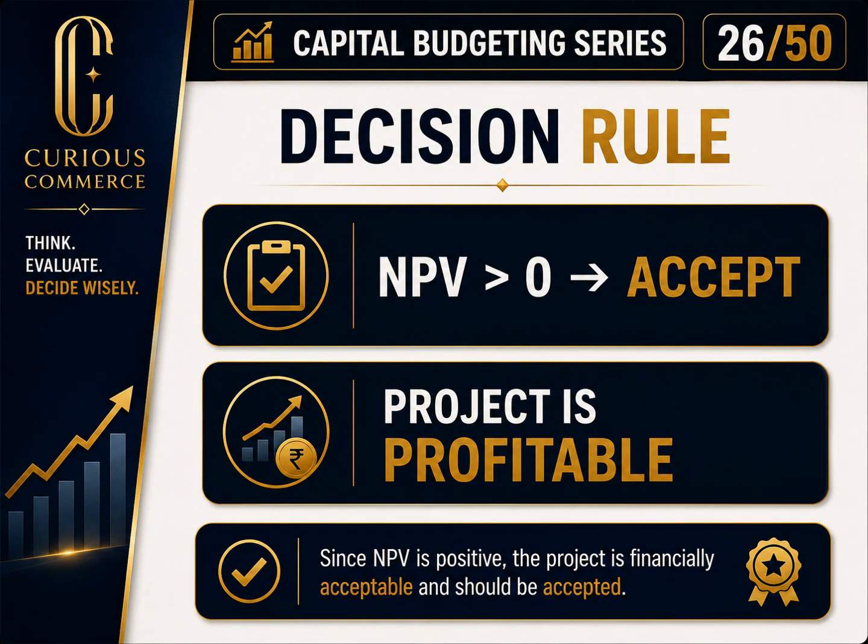If NPV is greater than 0, accept the project. If NPV is less than 0, reject the project. If NPV is equal to 0, it is a neutral decision. In our example, the NPV is 222, it is a positive NPV, therefore the project should be accepted because the company earns more than the cost of capital. This is why NPV is considered one of the best investment decision techniques. It considers the time value, profitability, risk, and actual value creation. A very scientific method.